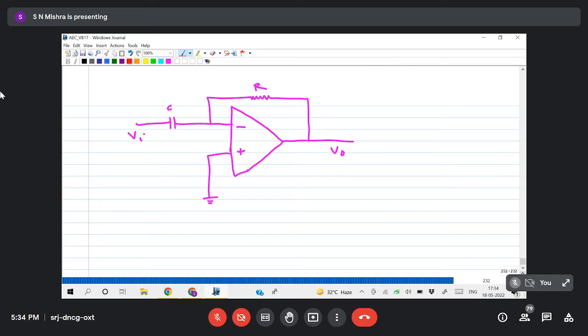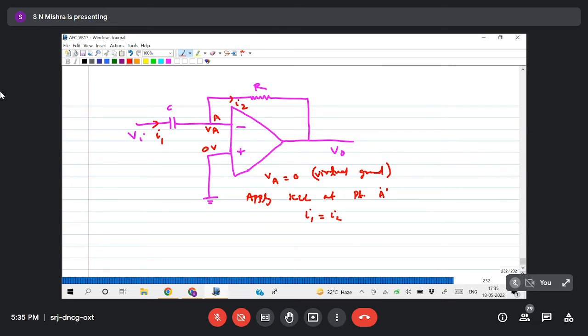You can see this is grounded, meaning this is 0 volt. If I take this as point A, the potential at point A will be 0 due to virtual ground. Now some current will flow here. Let us take I1 and here I2. So apply KCL at point A. So I1 equals I2.